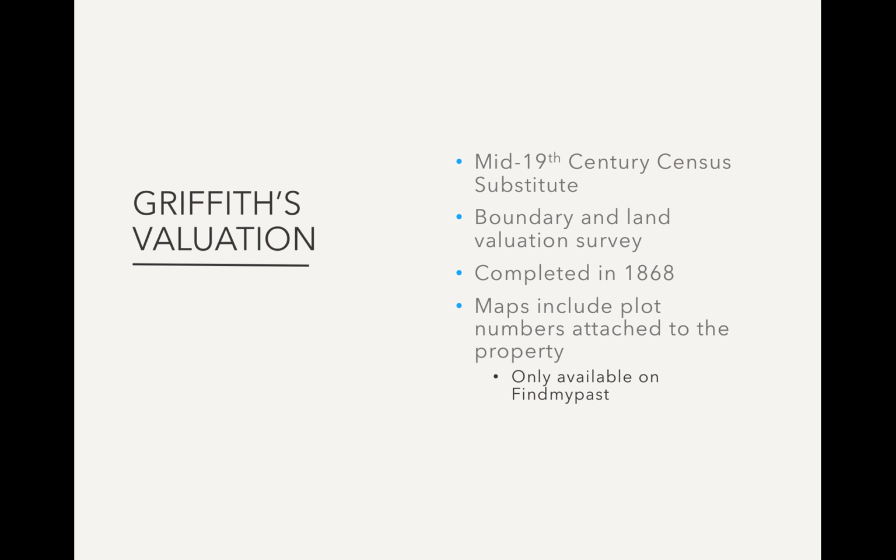It's a mid-19th century census substitute, so all of those census records that we lost in the 1922 fire, in many cases you can find similar information here. It is technically a survey of boundaries and land valuation, so it was an assignment from the government to go out and determine what each parcel of land was worth. The process was completed in 1868, but it's worth looking at when the county of interest was actually surveyed. You can find that information pretty easily across many genealogy sites, and you can even find it on Wikipedia.